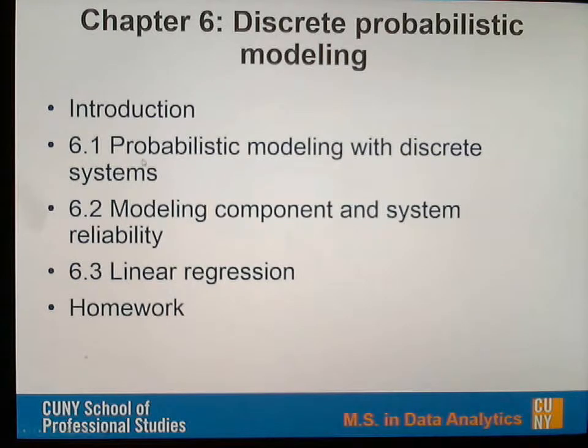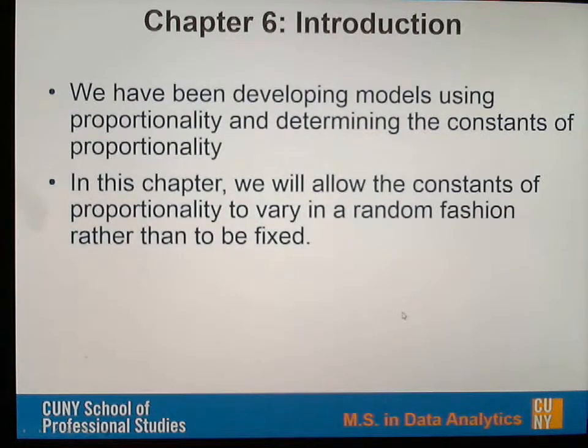So we would cover how to use probabilistic modeling with discrete systems, modeling component and system reliability, followed by linear regression. So we talked about models using proportionality. And in this chapter, we would allow the constants of the proportionality to vary in a random fashion rather than to be fixed. So essentially, y equal to kx, this k is no longer a constant.